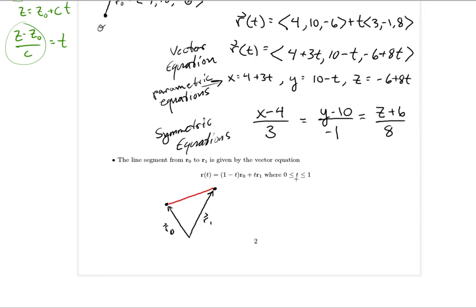And the reason is, if you only let t go from 0 to 1, then when t is 0, what you're going to have is 1 times R0 plus 0 times R1, right? So you're going to have none of R1 and all of R0. And then when you get to 1 at the end, that's when you're going to have 0 R0 and 1 R1. So then you have only this at the end. And so by letting t go between 0 and 1 and setting up the equation this way, that ensures that you just have a segment that begins at R0 and ends at R1.